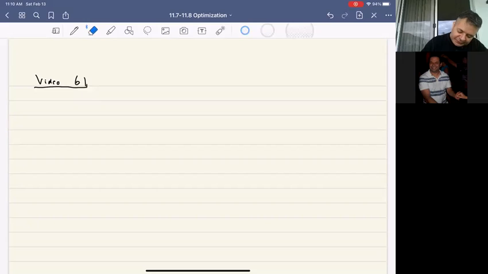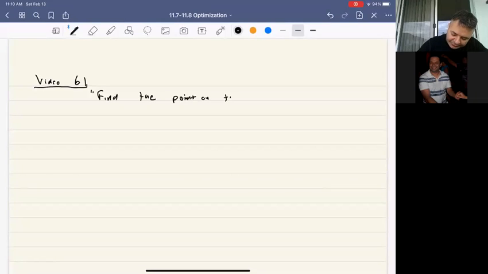Actually, let's write the problem as it said. And it says, find the point on the plane. I'm actually going to do it abstractly. ax plus by plus cz equals d that is closest to the origin.